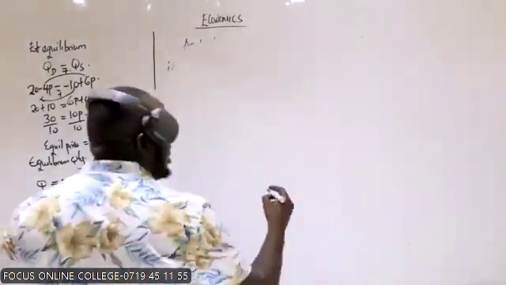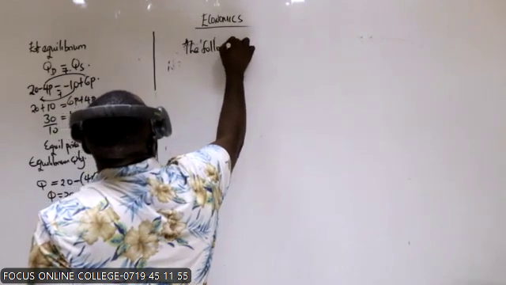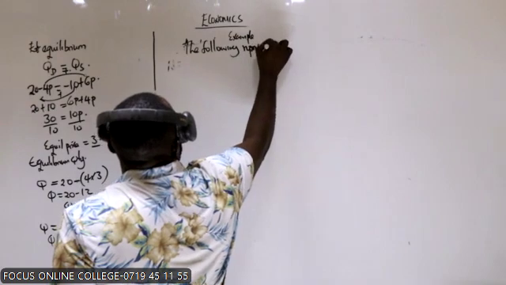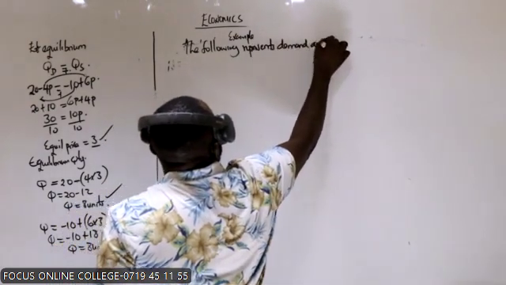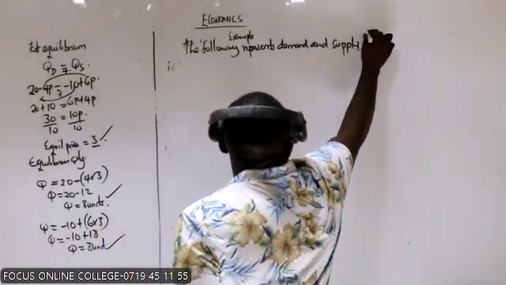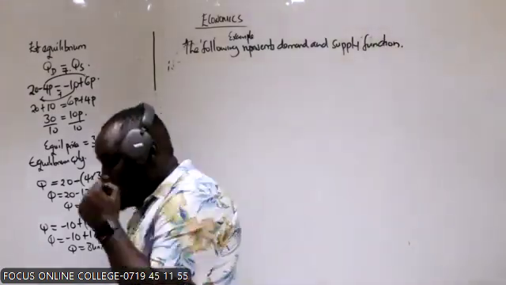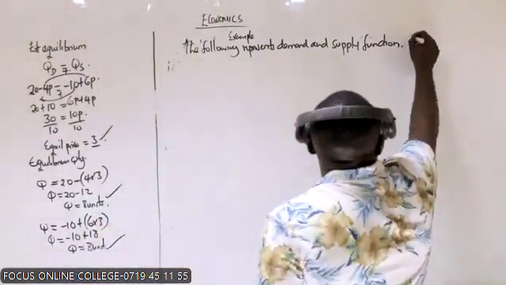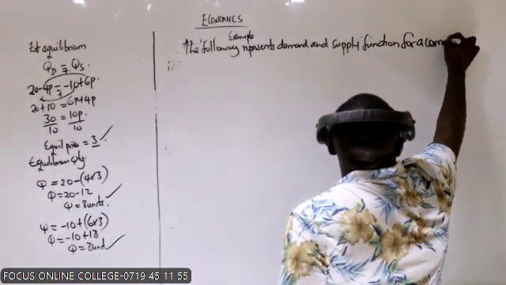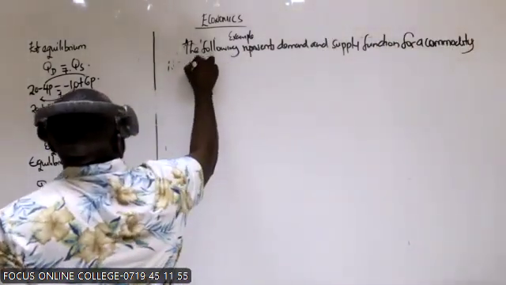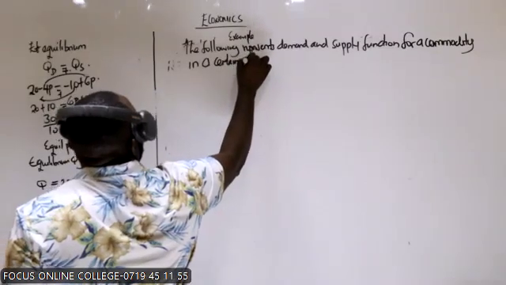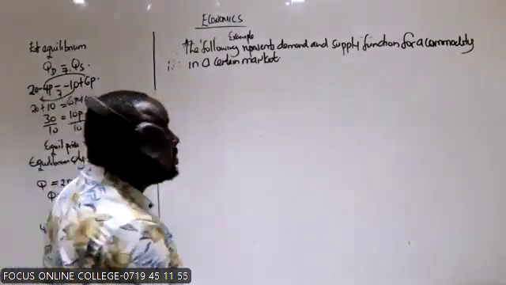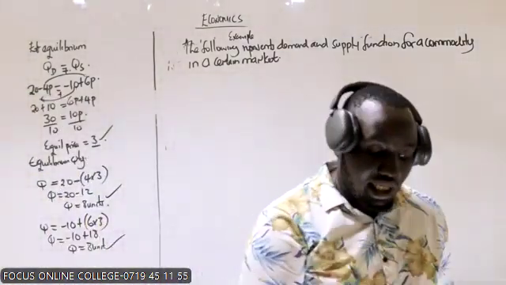Example 2: the following represents demand and supply function for a commodity in a certain market.